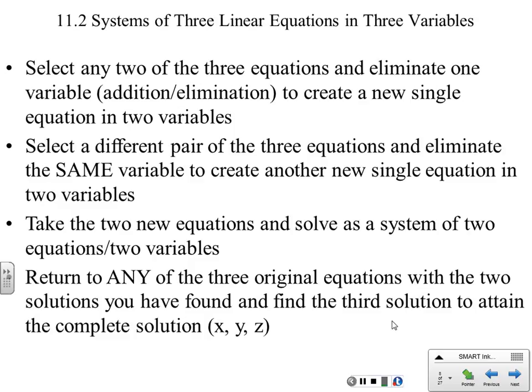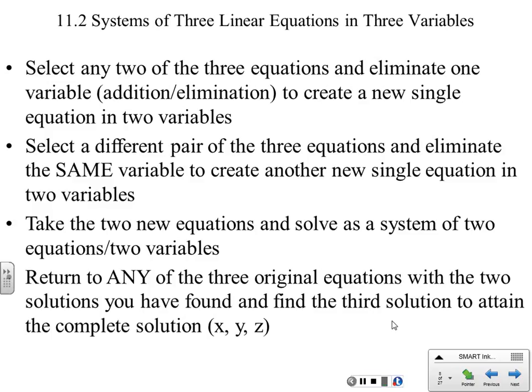But this time, your solution is not going to be an ordered pair, but an ordered triplet. So we need 3 numbers. All right, so we're going to have ordered triplets. So here is your process. It's elimination. When you solve a 3x3, it's elimination.